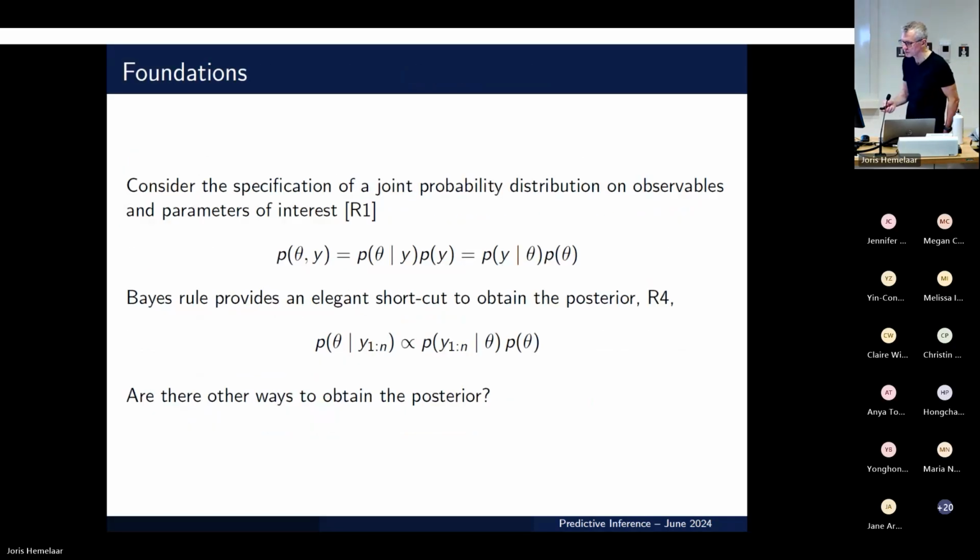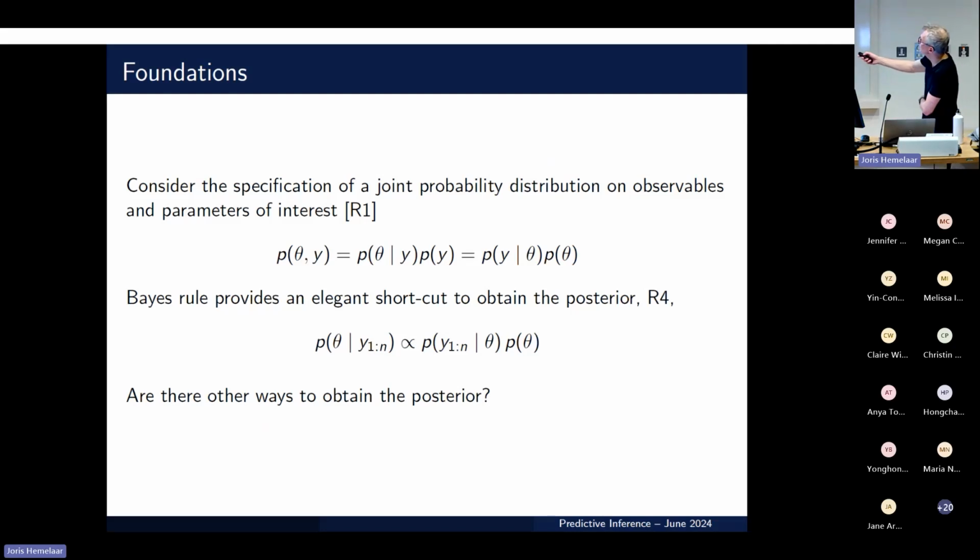Okay, so back to our probability recap. We start with a joint distribution over the parameter of interest and data. Now, what we said is we can always factorize a joint both ways. We can go p of theta given y, p of y, and we can go p of y given theta, p of theta. That was rule 1 in our probability recap. And all I'm going to do now is take this p of y and divide through, moving it to the right-hand side. And that gives me Bayes' theorem, or Bayes' rule.